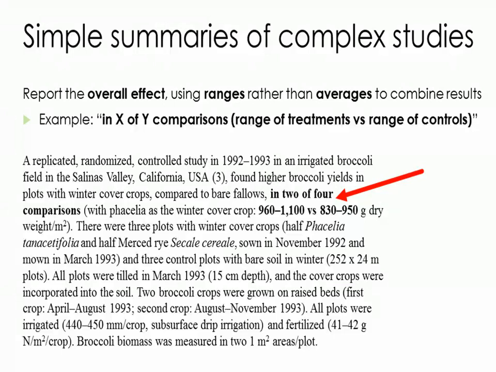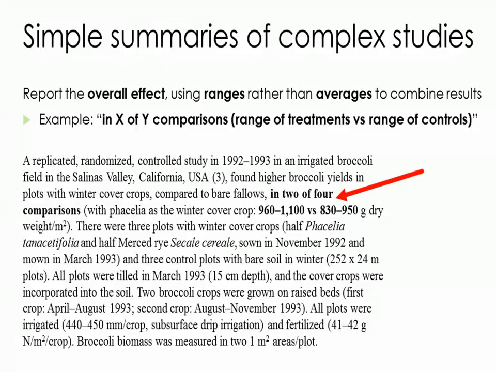An attempt has been made here to then give you some more information about what those 2 of 4 comparisons were. They were with Phacelia as a cover crop. And when you read into the methods here, you get a sense of what some of the complexity of this study design was. Half of the plots had Phacelia, half had Mercet rye, and there were multiple different crops. So actually in this case, the 4 comparisons represent 2 completely different cropping seasons. But you don't need to go into that level of detail at first.